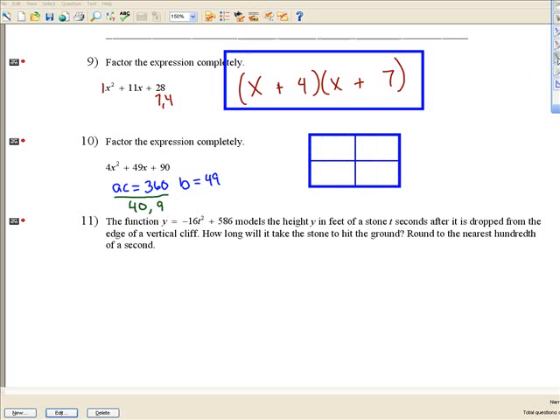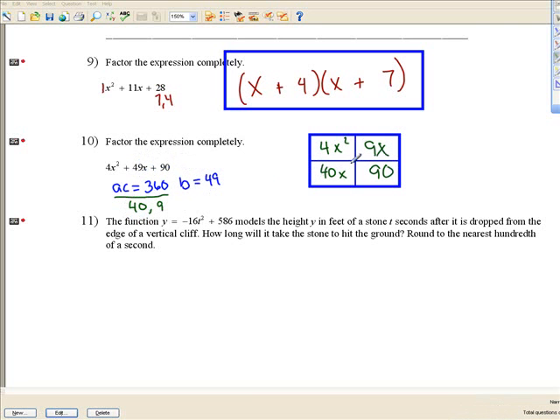There's my area model. We will put the first term that we're working on in the first box. We'll put the last term that we're working on in the last box. And then remember the 49x gets split into these two values, a 40x and a 9x. That's the same as my 49x.